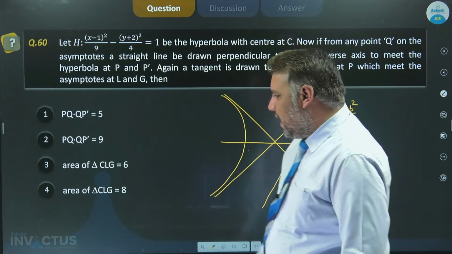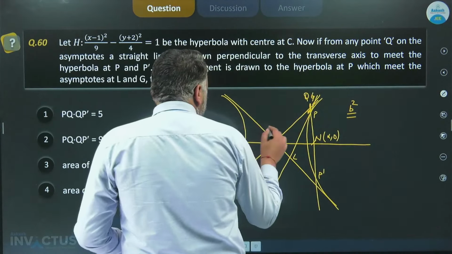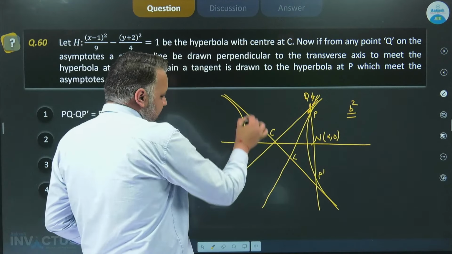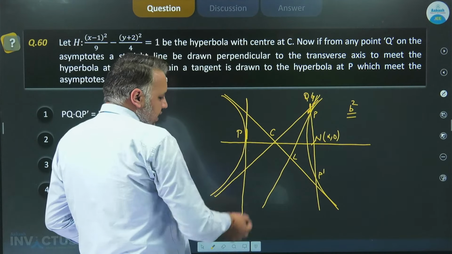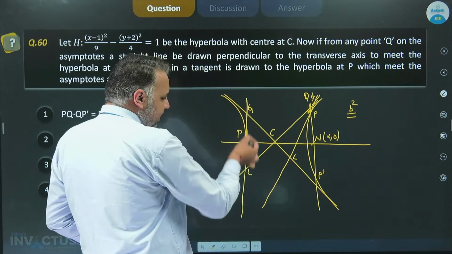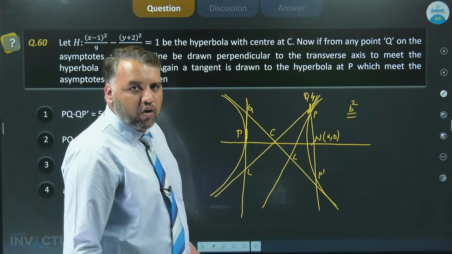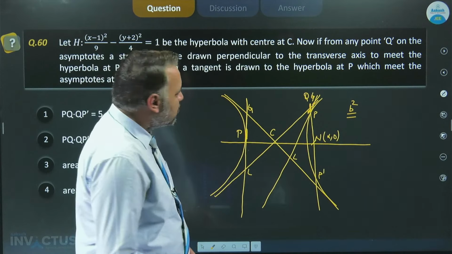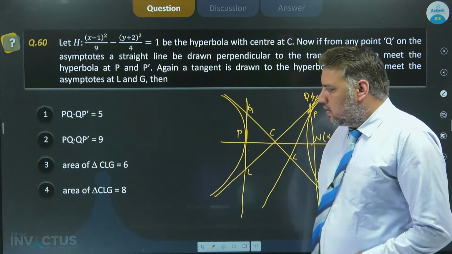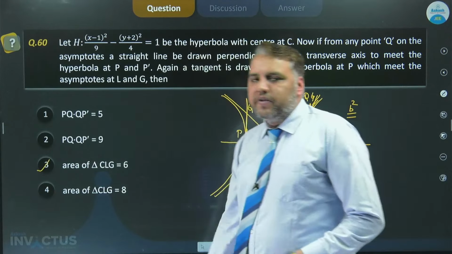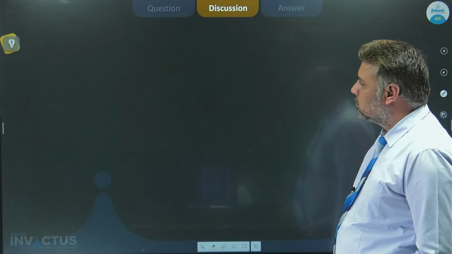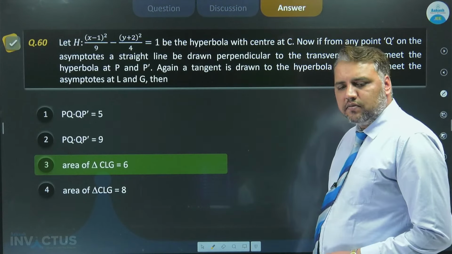Now we have to comment on the area of the triangle CLG. C is the center of this hyperbola. So you know that if you draw any tangent at any point P which intersects the asymptotes at L and G, then the area of this triangle CGL is constant. Always that will be equal to A into B. So A is 3 and B is equal to 2. So the area of this triangle must be 6. So 3 must be the correct answer. Three is the correct answer.